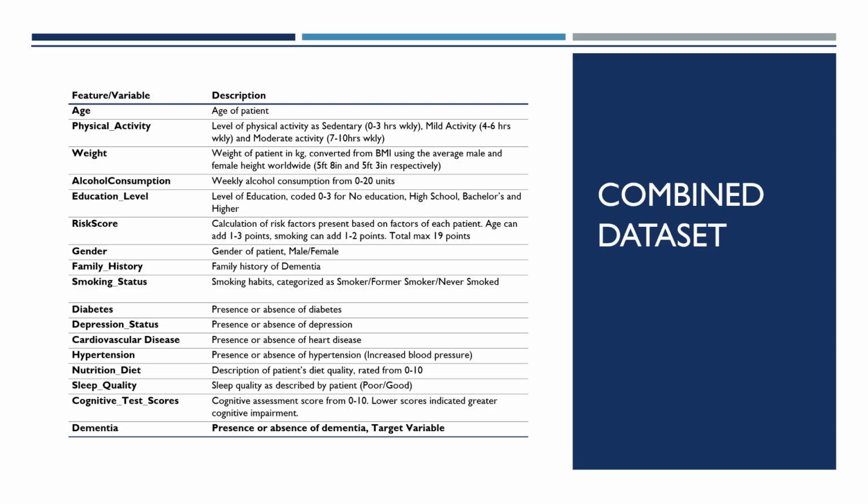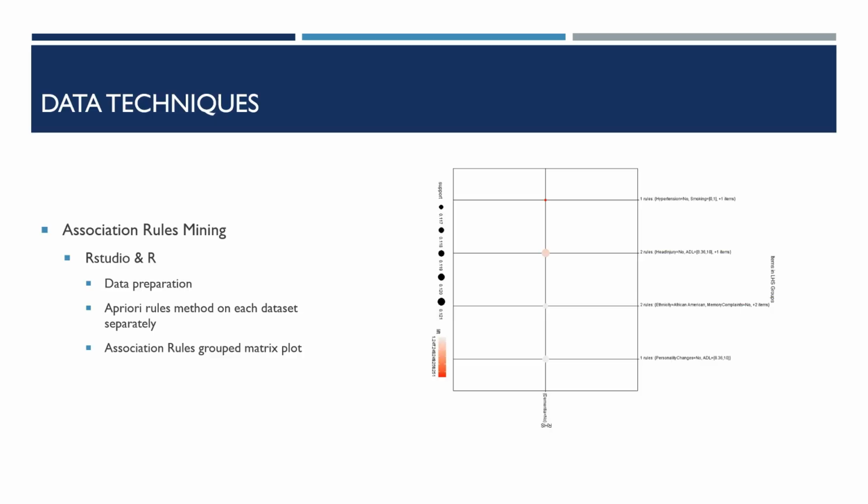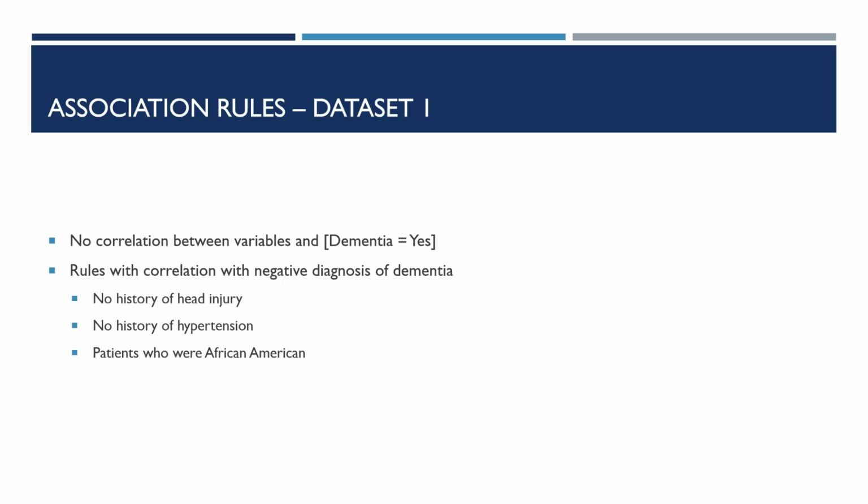For the analysis, this was done through association rules mining on both datasets separately. The figures shown in this slide are the association rules found for dataset 1. These rules were filtered down to rules that had a right-hand side of either dementia equals yes or dementia equals no. In the first dataset, no rules were found for a positive diagnosis of dementia.